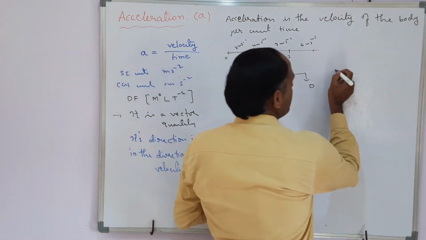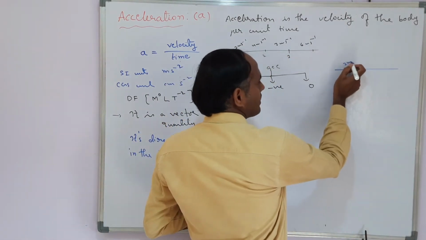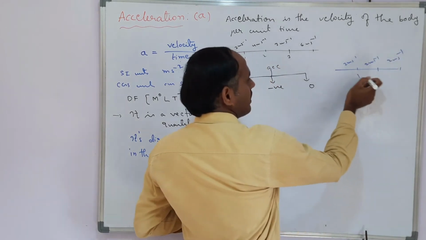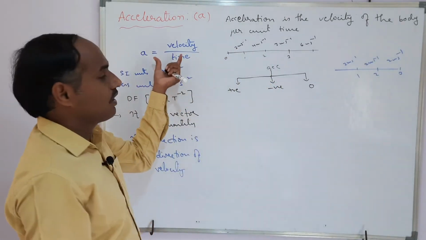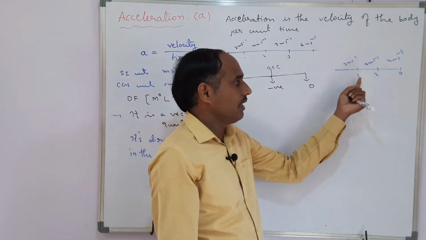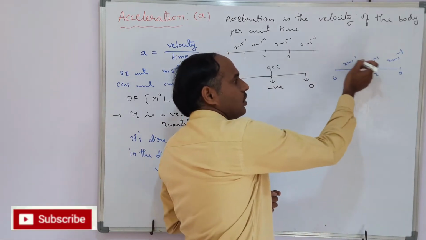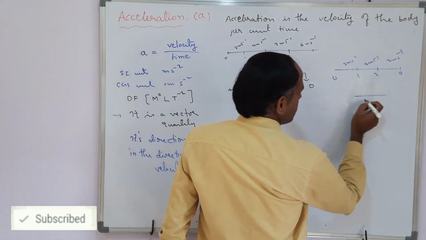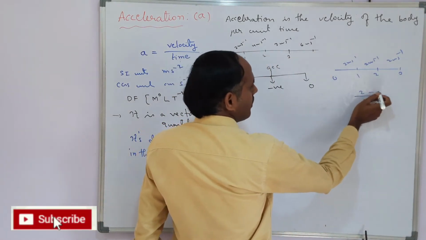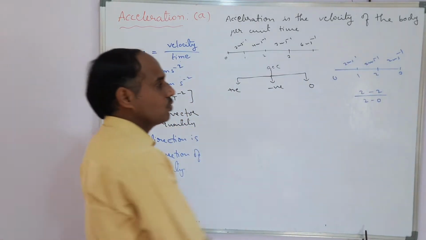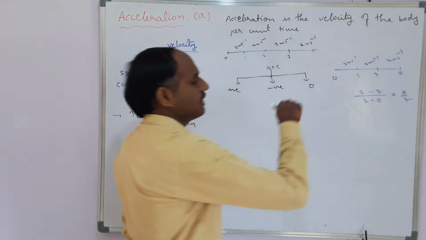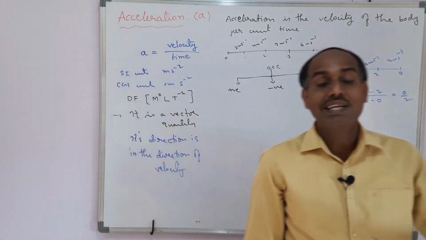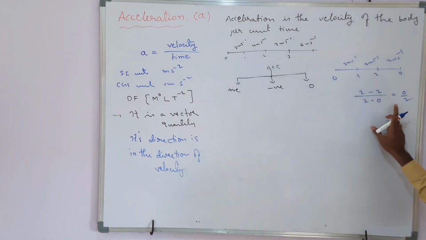If the body moves in regular intervals of time with the same velocity of 2 meter per second, 2 meter per second, 2 meter per second, in 1 second, 2 seconds, 3 seconds, then the change in velocity is final velocity minus initial velocity, 2 minus 2, which is 0, divided by the time interval. That means it is 0. So if the body moves with a constant velocity, the same velocity throughout the motion, then we take the acceleration as 0.